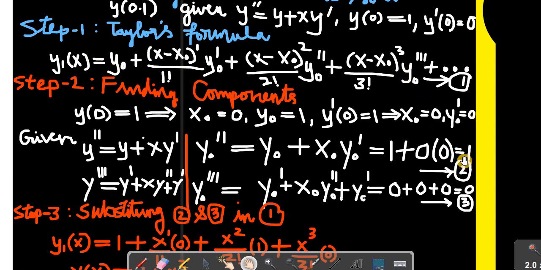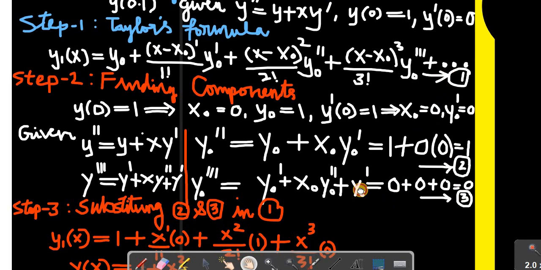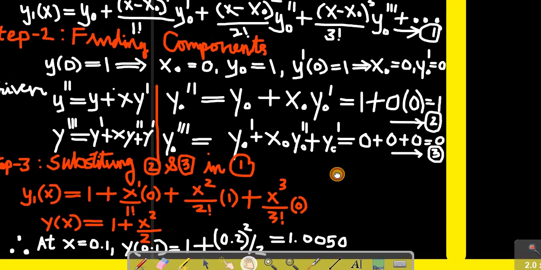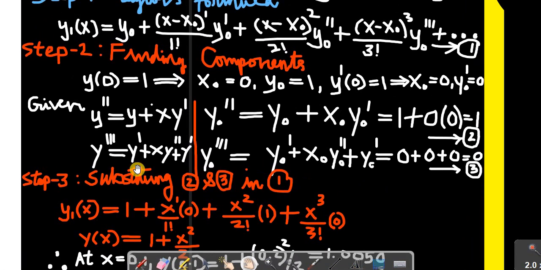So we are substituting the second equation and the third equation in equation number 1. What we are getting is this. Now look at that. All the values: y naught, x naught, y dash naught, y double dash naught, y triple dash naught. Substitute all these values we have got here in this equation, and what we are getting is this.